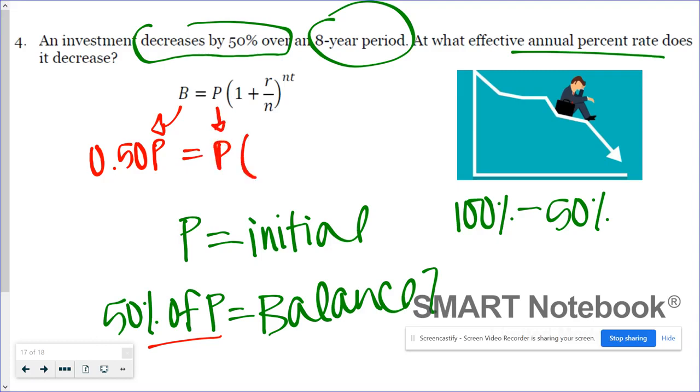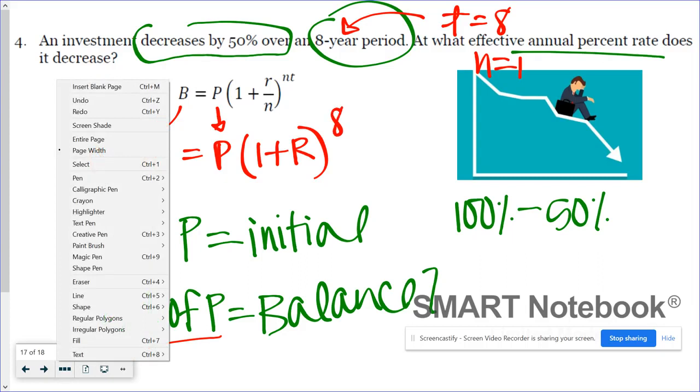As for the rest of this, what are some things that I know? I don't know R. And as far as N goes, they really didn't mention quarterly, monthly, or anything. So I'm just going to go with an N value of 1. And then the last bit that I know is that it's an 8-year period. So that means T is 8. So I've got 1 plus R over N. Well, N is 1. So I'm just looking at 1 plus R raised to the N times T power. Well, T here is 8. So this is what we're looking at.